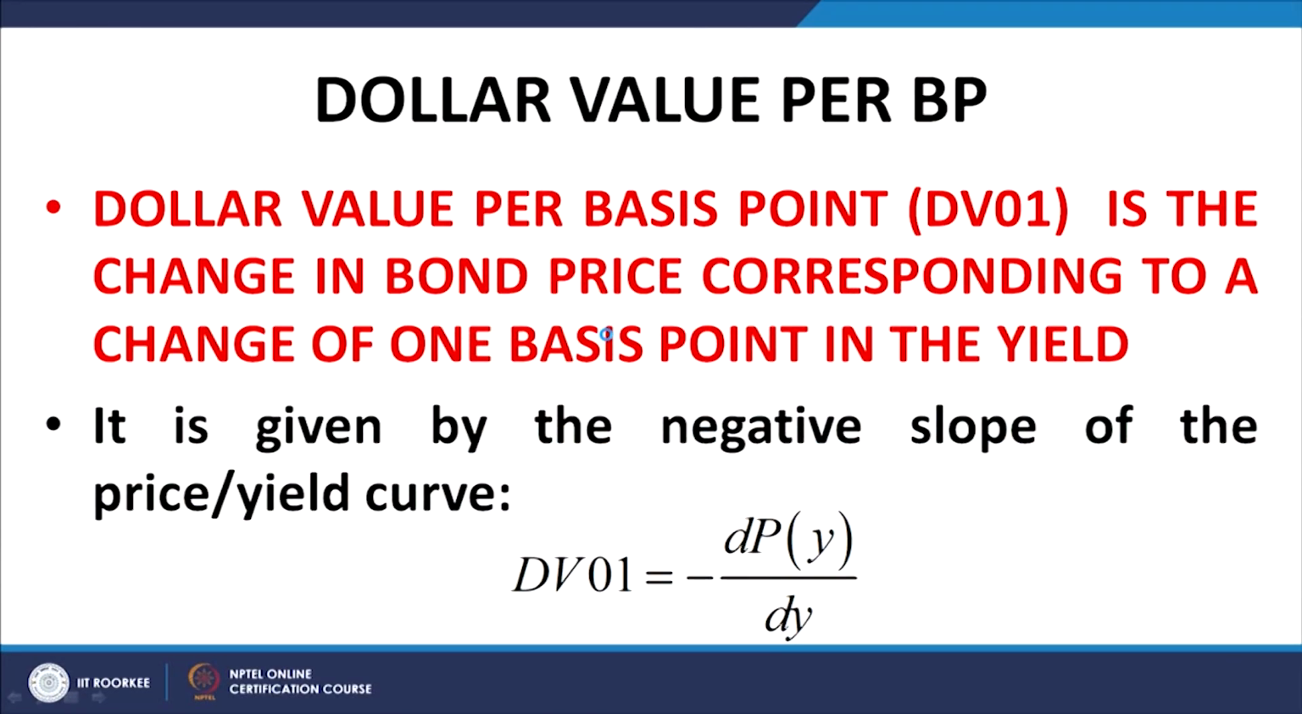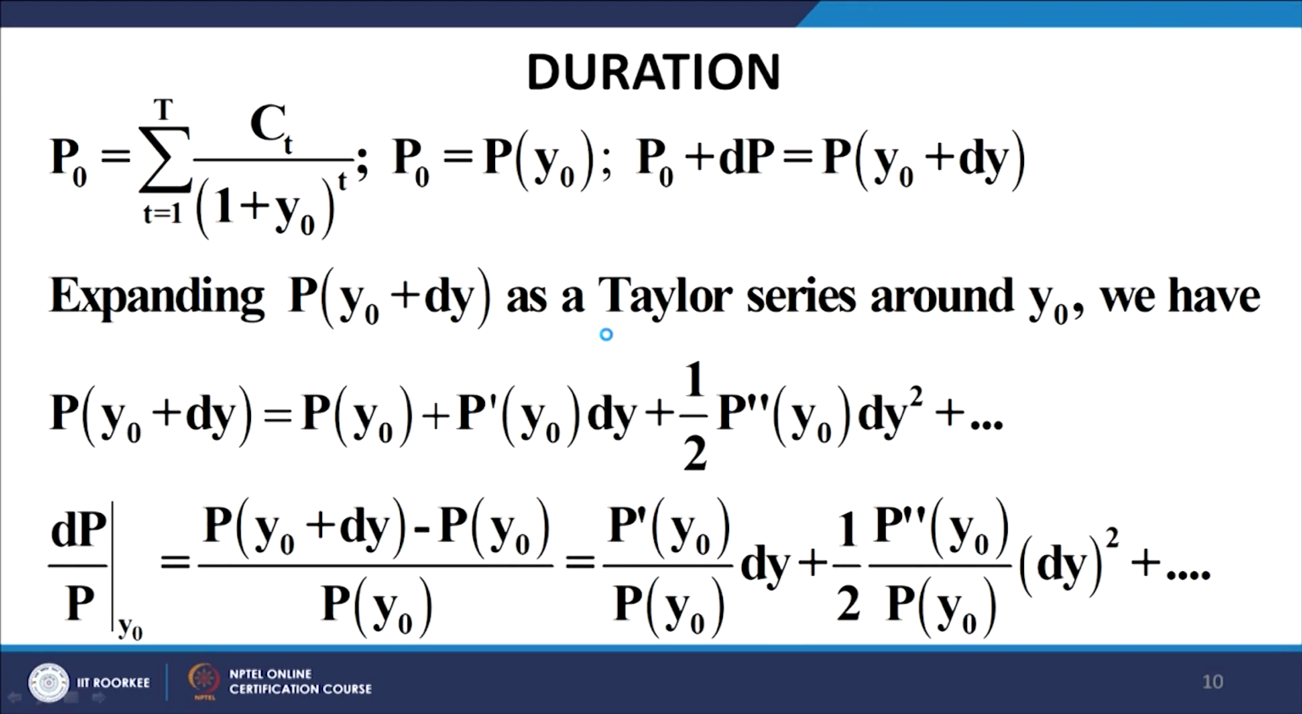It is the change in price, or the negative of the change in price, corresponding to a change of 1 basis point in the YTM. That is, DV01 is equal to minus dP(y) upon dy. The minus sign is introduced into the definition for convenience, for convention, in order to return a positive figure for the dollar value per basis point.